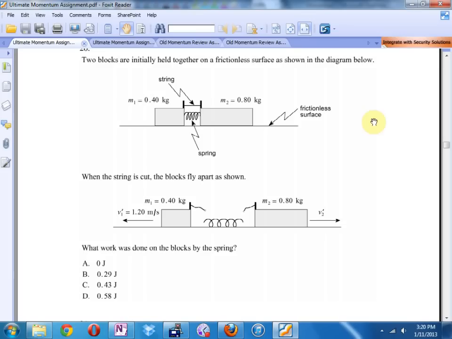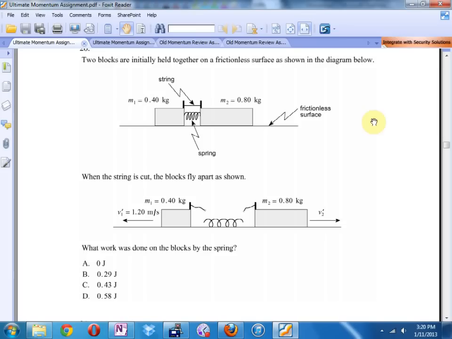Because initially, what's my kinetic energy? Zero. I think when you do the momentum, you'll find the final velocities. Then you can find your total kinetic energy. Energy is a scalar. Don't let left be negative and right be positive for the energies. And that'll tell you how much work was done.